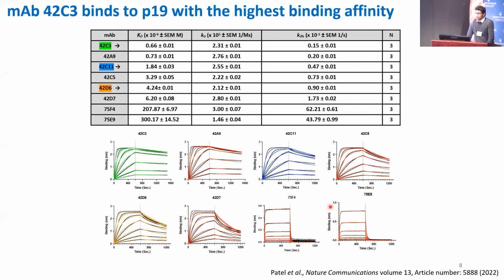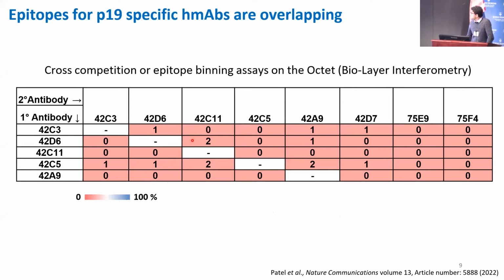Then I wanted to look at their binding kinetics data. As a result, we had a whole range of mAbs starting from 0.66 nanomolar to 300 nanomolar. Now, the question is where these antibodies bind on P19. To answer that question, I did the epitope binding assay. The epitope binding assay is similar to a competition ELISA, and that was performed using biolayer interferometry.